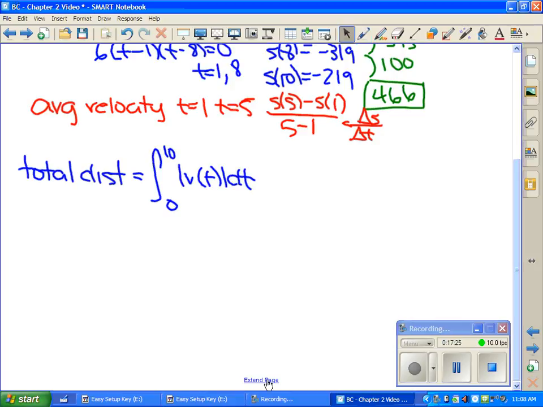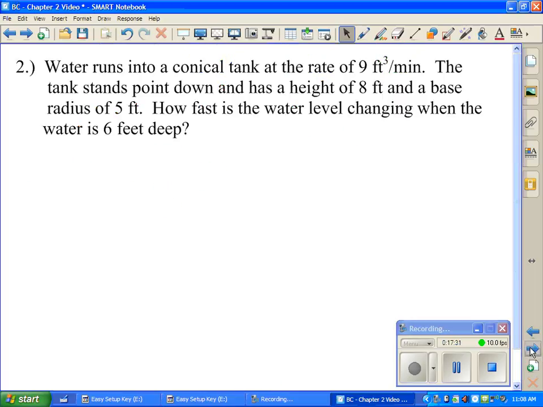Okay, so on to our last topic, related rates. In this case, I have a cone, and water is entering the cone at 9 cubic feet per minute. Our cone has a radius of 5 and a height of 8. And our water is somewhere in here with a radius of r and h. So the formula for the volume of the cone is 1/3 pi r squared h.